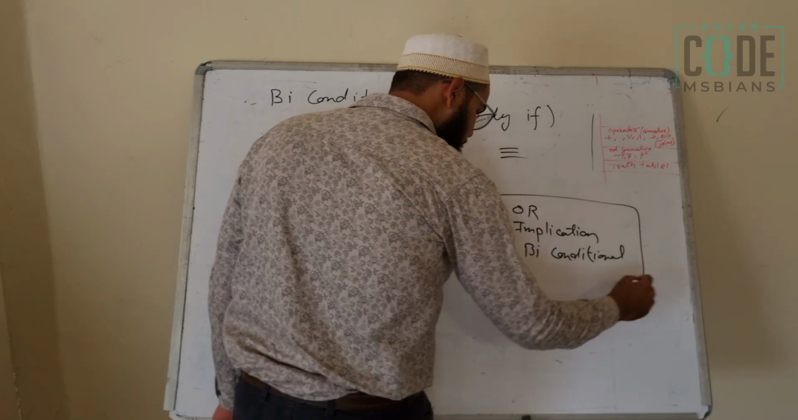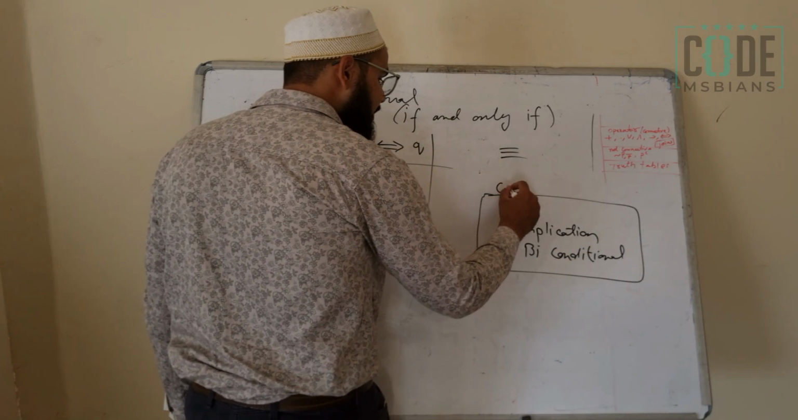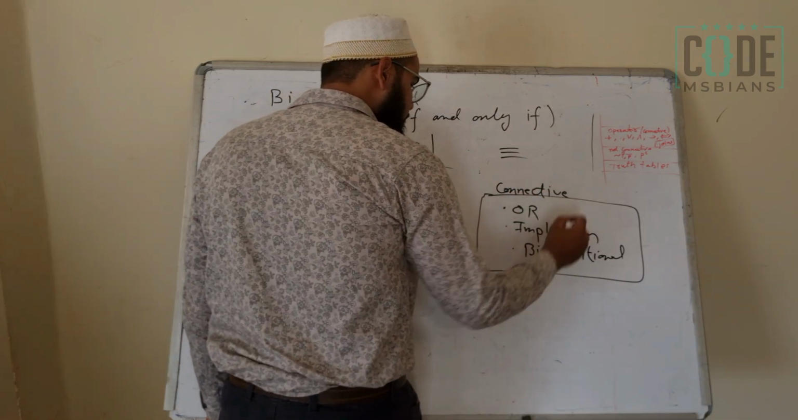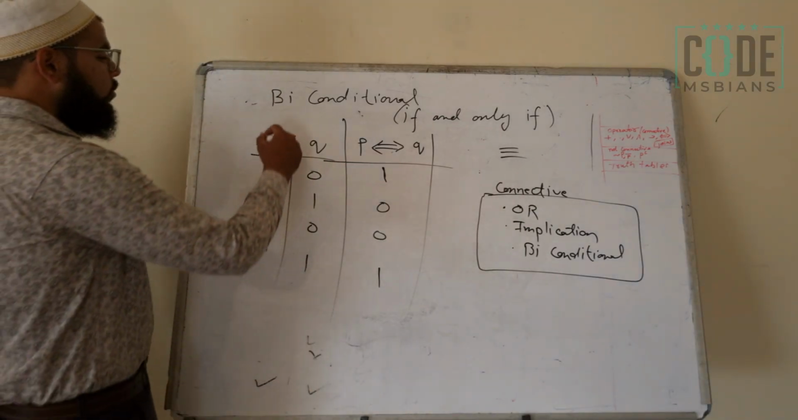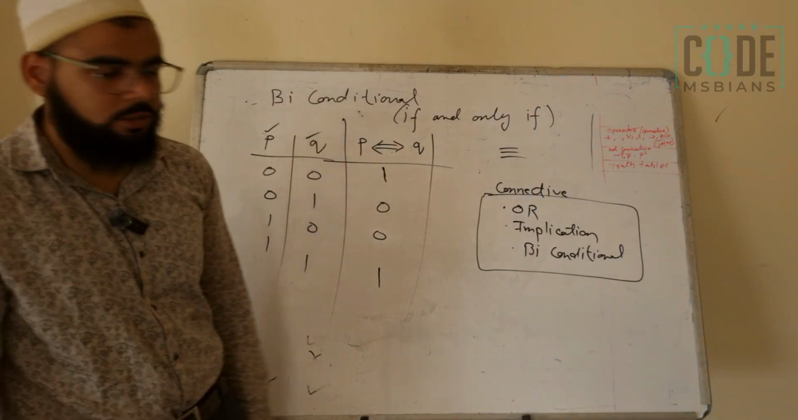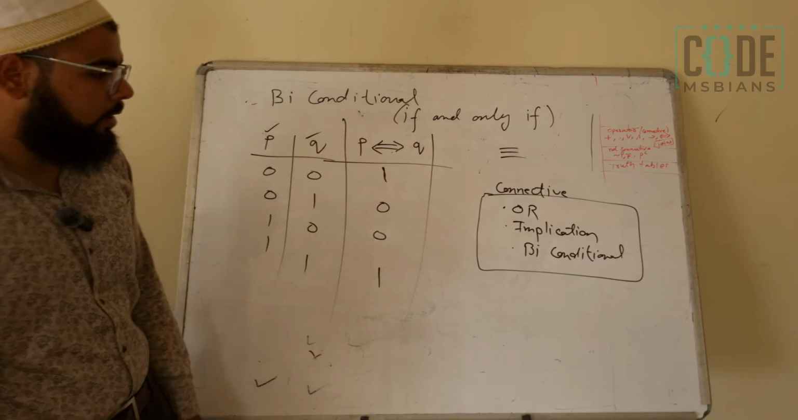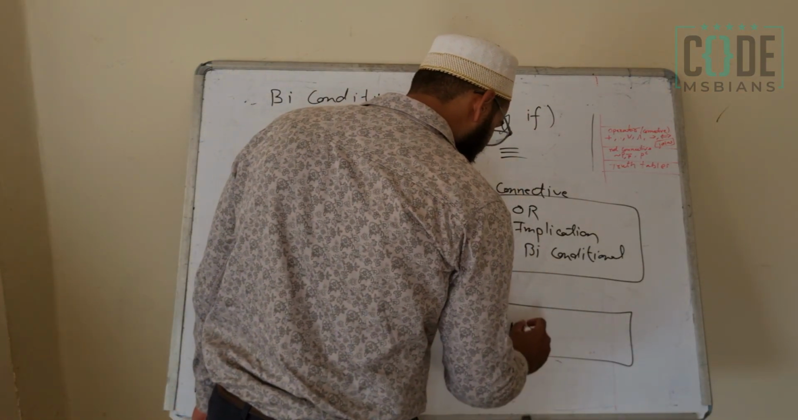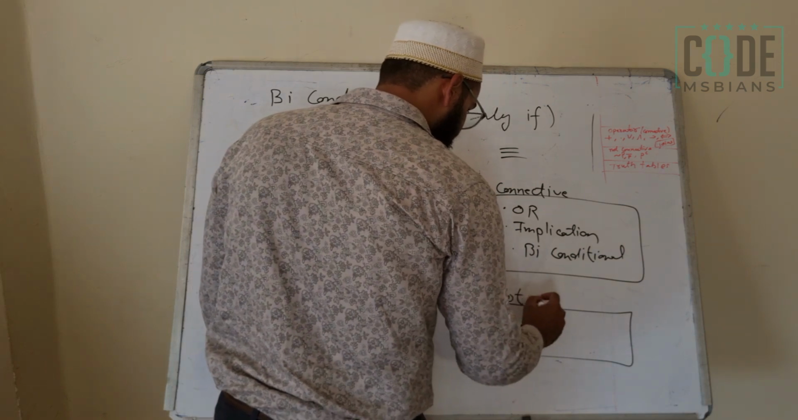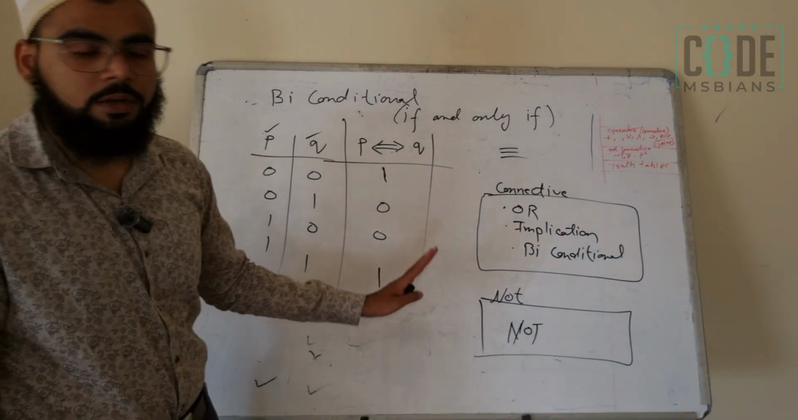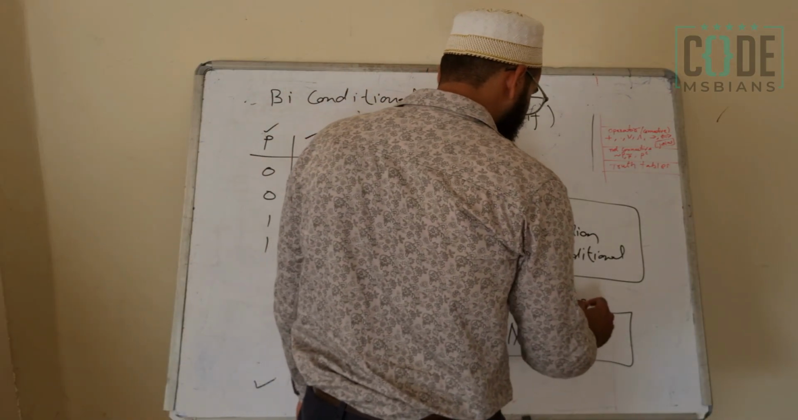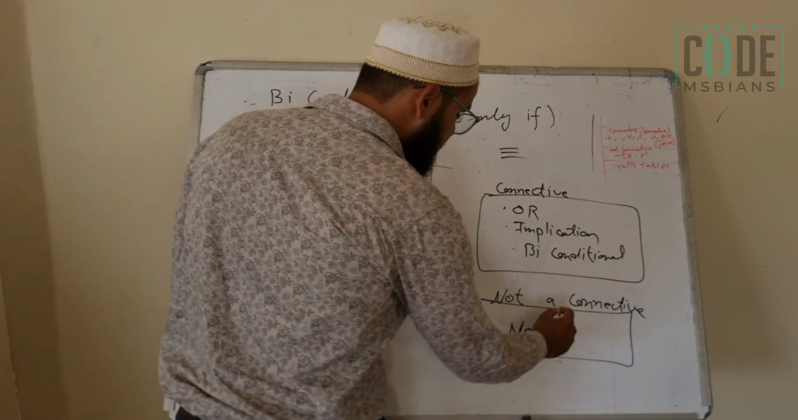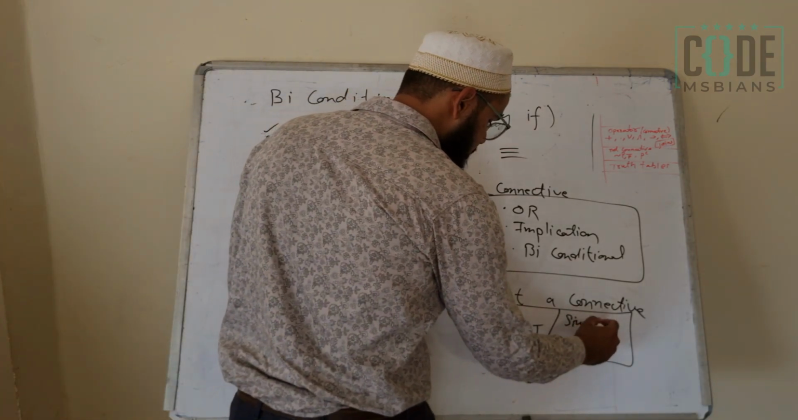Now these three are operators and also they are connectives. Why are they connectives? Because they are connecting more than one statement. Here we are having two, which is P and Q, but we can have more than two also. That's not a big issue. So they are connectives, right? Now one more which is there, which is not. This not is not a connective. It's an operator for sure, but it's not a connective. And also, it can be used on a single statement only.